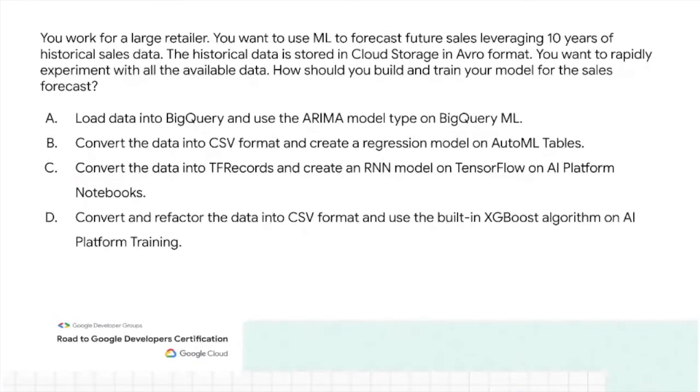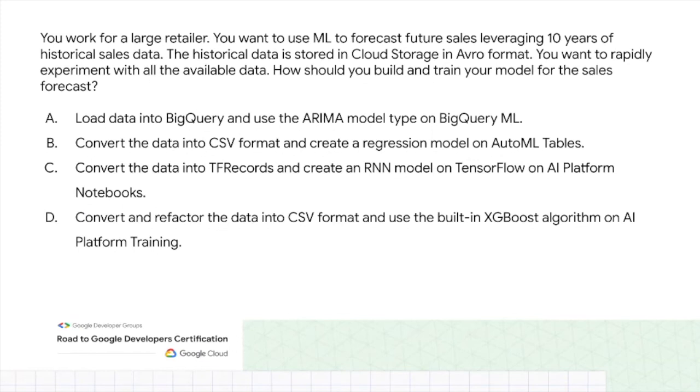So we work for a large retailer and we want to use ML to forecast future sales, leveraging 10 years of historical sales data. The historical data is stored in Cloud Storage in Avro format. And we want to rapidly experiment with all the available data. So, how should we build and train our model for the sales forecast?